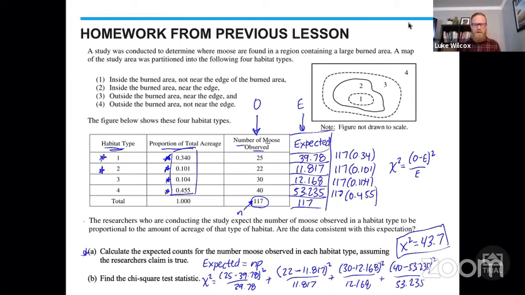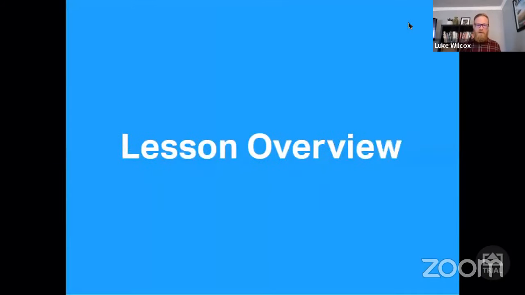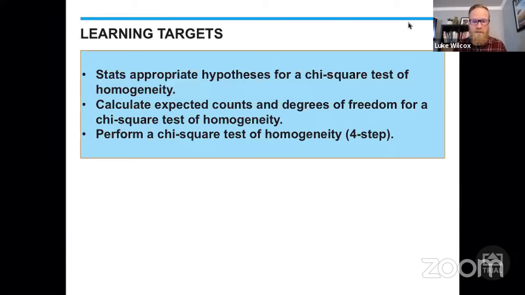And I think that we are ready to jump into the new lesson for today. And I'm going to start with the learning targets here. So much like yesterday, there are 3 of them. And I will make sure that at the end of the lesson today, we check back in with these learning targets to make sure that we got everything we needed to. So the first one is to state appropriate hypotheses for a chi-squared test. So that's about the null and the alternative hypotheses.